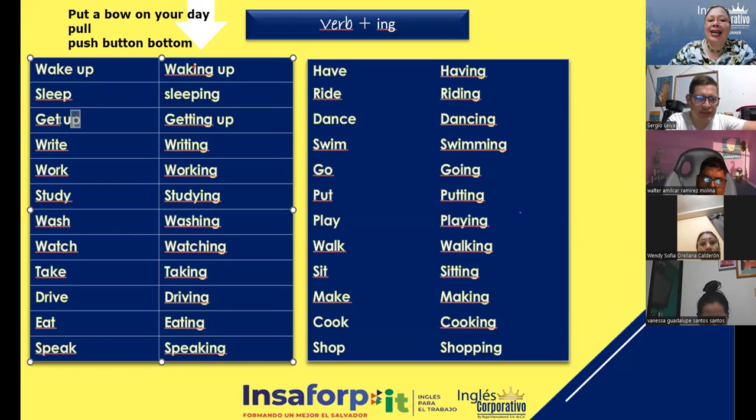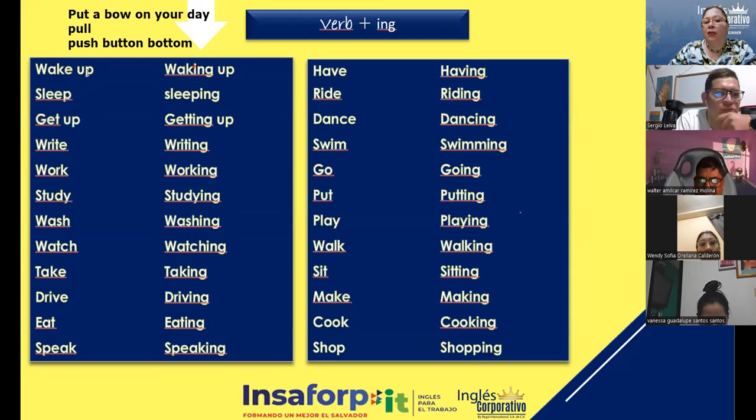What about get up? What rule did we use? But what's the rule? One syllable verb, consonant, vowel, consonant, we double the final consonant. Exactly.